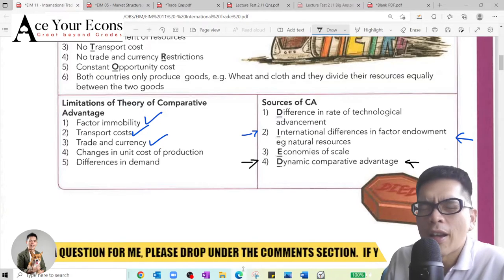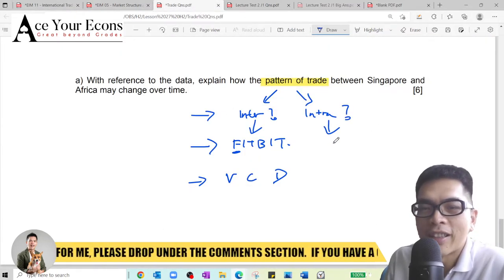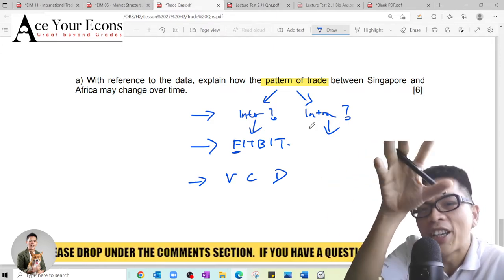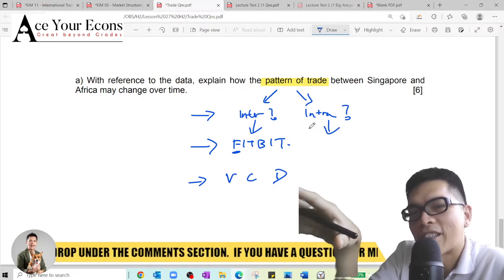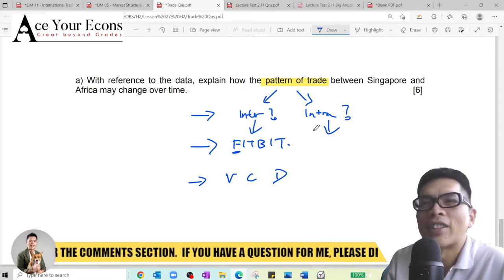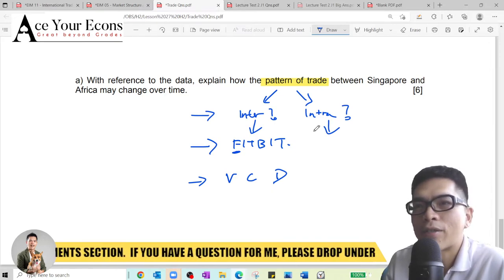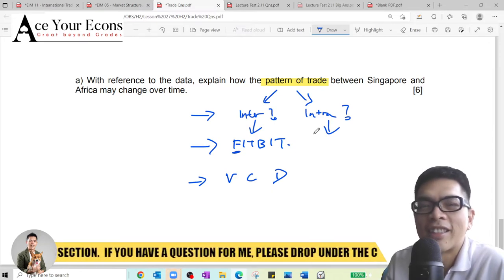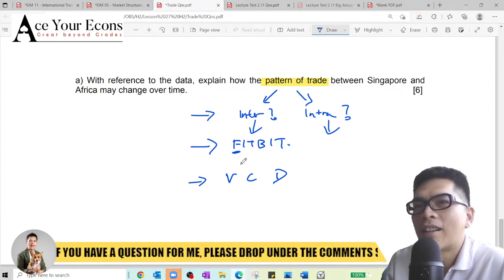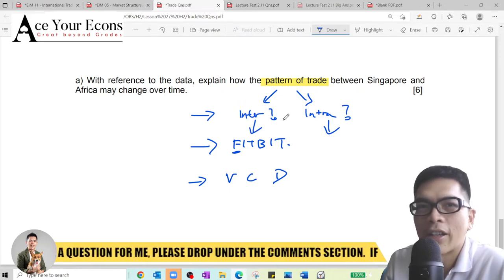Finding factors, I agree. But we need to be mindful about which one to find, right? We need to establish whether we are going to find the factors under inter or intra industries. So which one do you adopt, inter or intra? For Singapore and Africa, are they going to engage in trade from different industries or differentiated industries? Yeah, inter. So inter is most likely to be Fitbit. Use intra, then only God can save you.